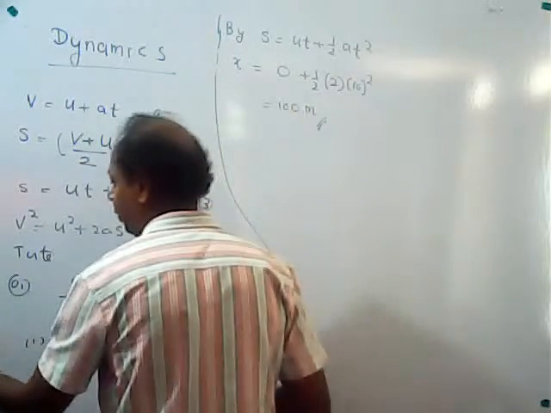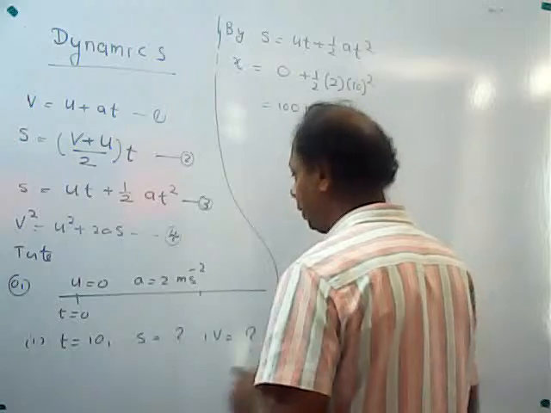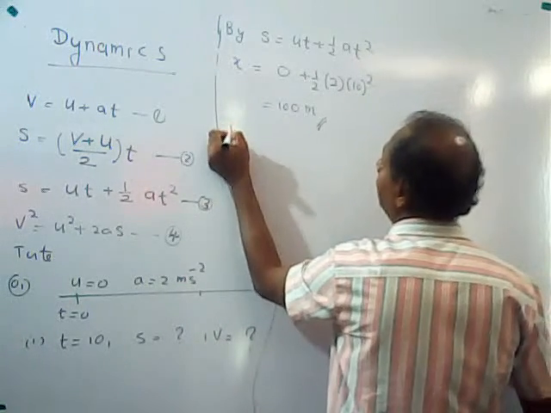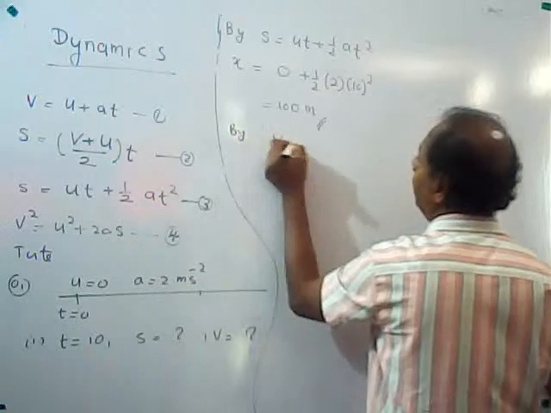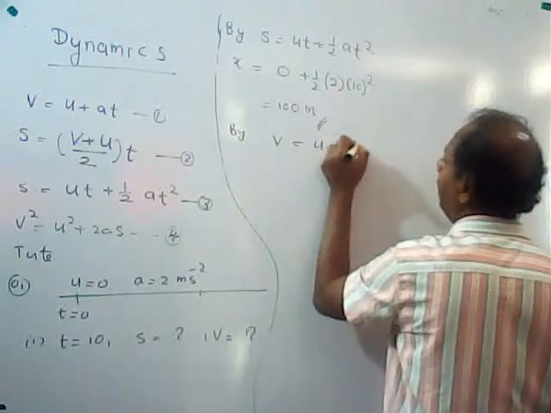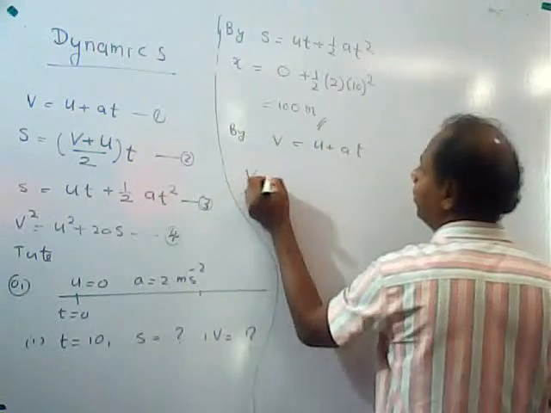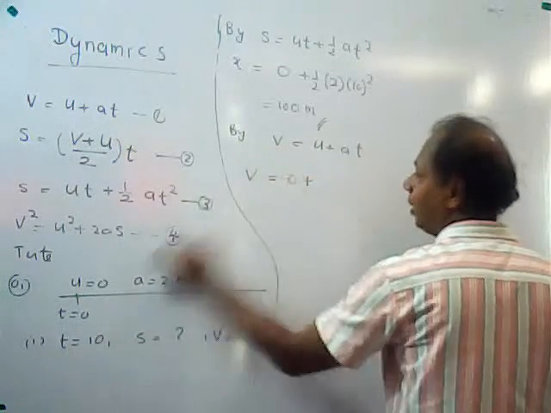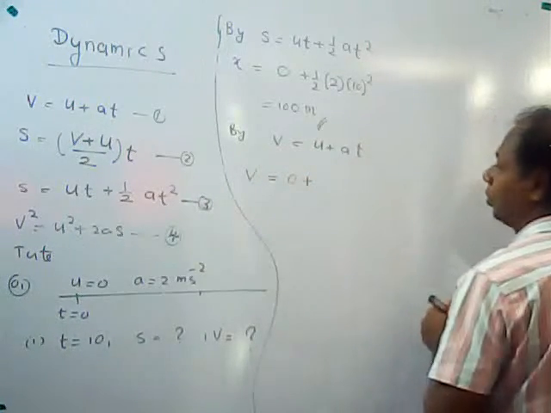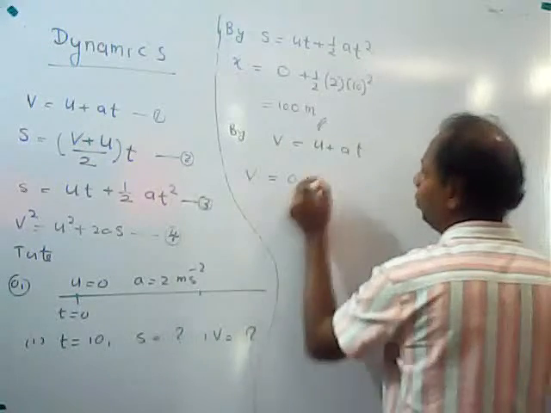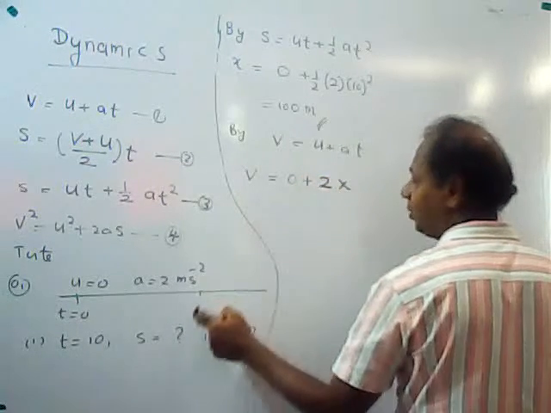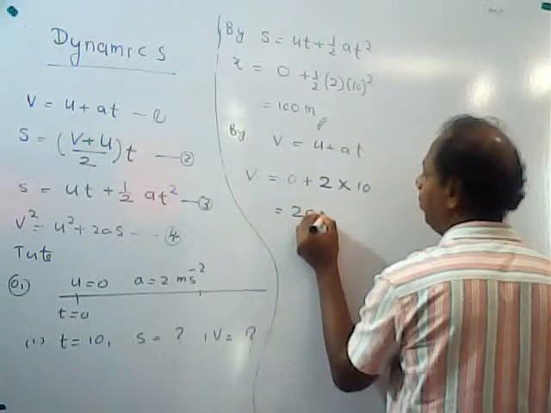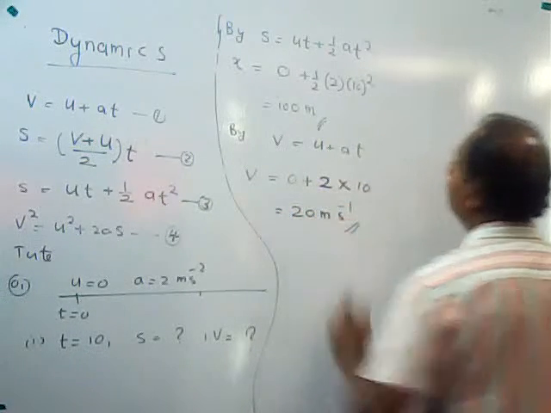Then the velocity. To find the velocity, we can use the first formula, v equals u plus at. At that instant, v will be equal to u, which is 0, plus acceleration 2 into the time 10. So it's 20 m s minus 1.